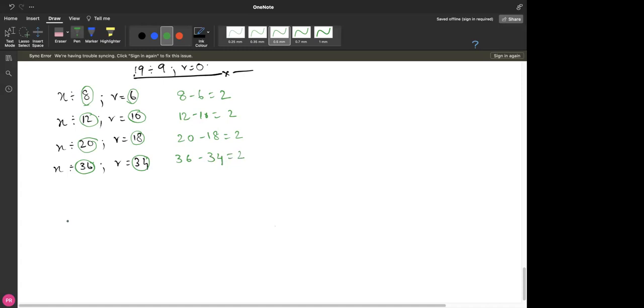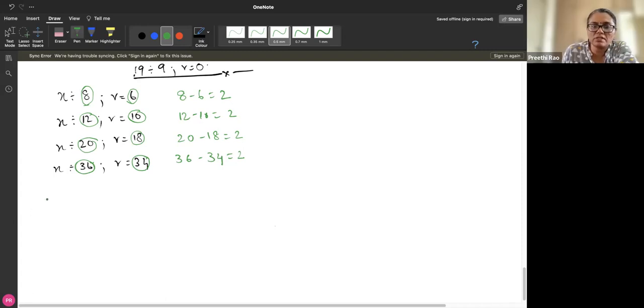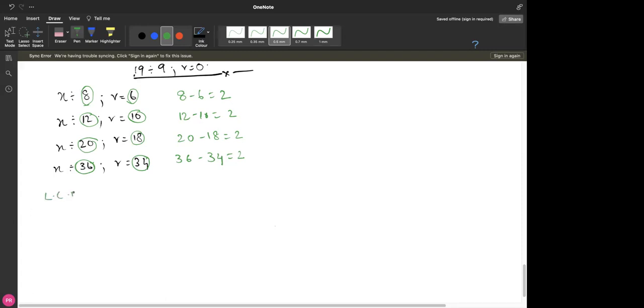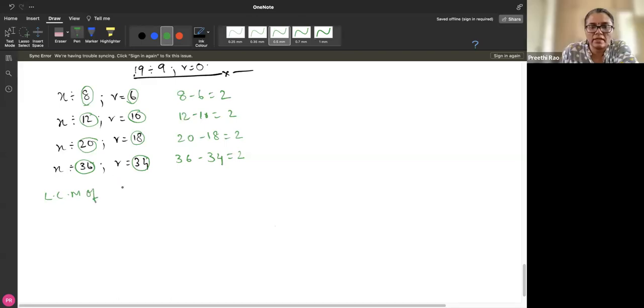Ma'am, I noticed that if we take the LCM and subtract 2 from it, this condition would be fulfilled. LCM of which numbers? Ma'am, 8, 12, 20, and 36. So you will now take the LCM of 8, 12, 20, and 36.